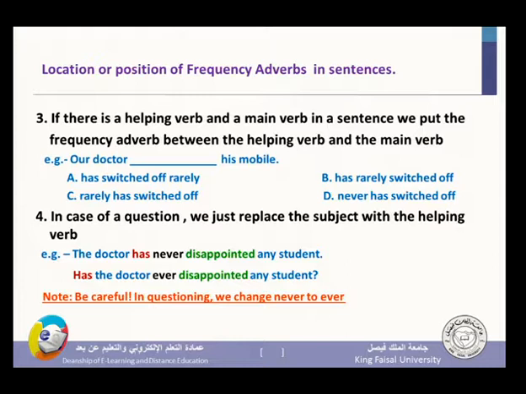The answer has to be, of course, B, because has is the auxiliary and switched off is the verb, so rarely comes between the two. Has, which plays the role of an auxiliary in this case, and switched off is the main verb. So rarely comes between the two. Notice that here off is not a preposition. It is part of the verb switched. In other words, switched off altogether is the main verb.